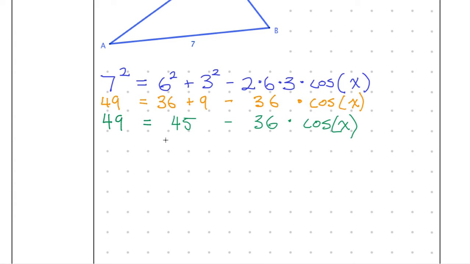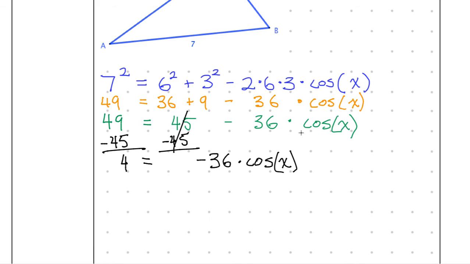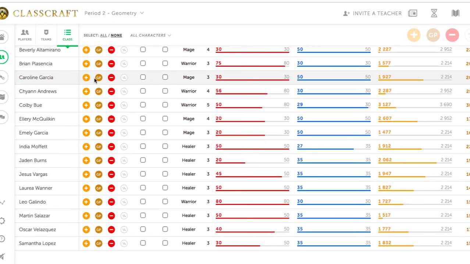45. What am I going to do to both sides? There it is. Thank you, Chewy. That is correct. Subtract 45 from both sides. That will cancel out. I'm left now with what on the left, Chewy? 4. It is. 4 is equal to negative 36 times cosine of x. All right, Chewy can hand in his card.